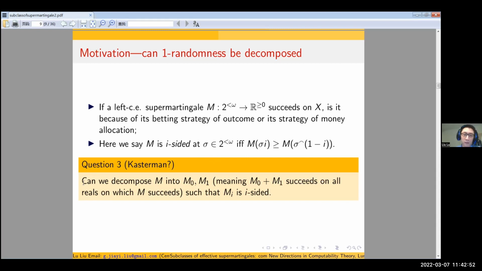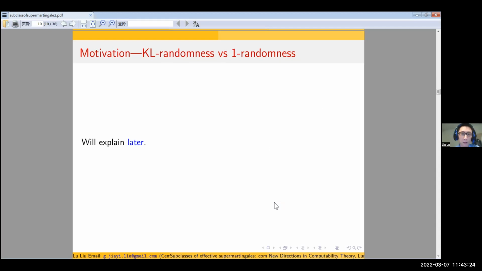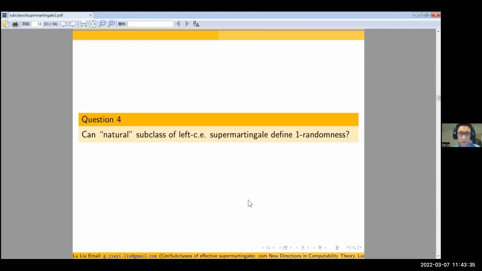So there's a question asking if the two factors can be decomposed, meaning whether there are two supermartingales, M0 and M1, so that M0 always favors outcome zero and M1 always favors outcome one, and yet together they succeed on all the reals on which M succeeds. I will explain why this is related to one randomness after I give the proof. So all these questions bring us to this question: whether a given natural subclass of left-c.e. supermartingales defines one randomness.